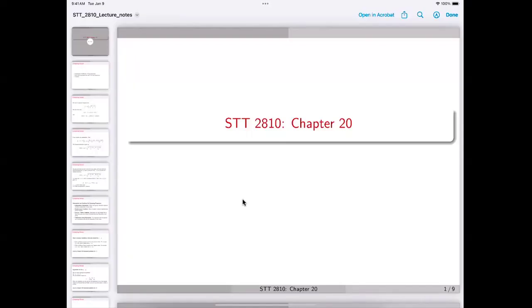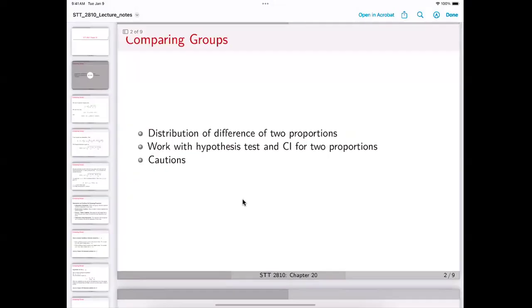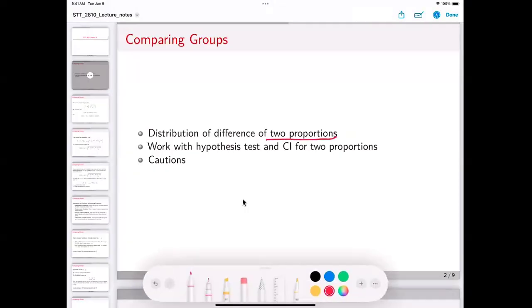Today we are starting chapter 20, and this is part 1. We'll finish part 2 on Monday. In this chapter, we are going to learn how to find the distribution of the difference of two proportions. We have dealt with one proportion already. Today we are going to talk about two proportions: find the distribution, confidence interval, and also conduct hypothesis testing, just like we did for one proportion.